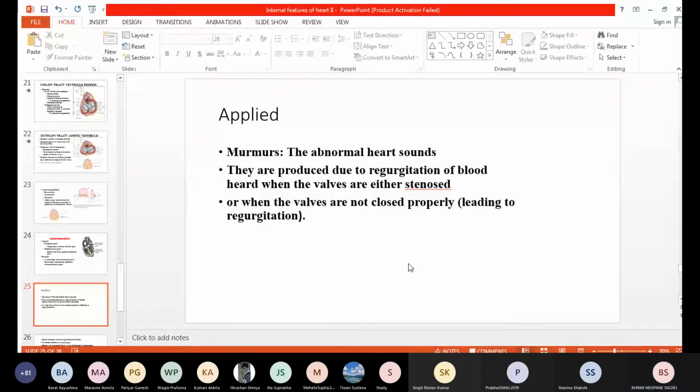This happens when valves are either narrowed, stenosed, or when the valves are not properly closed. If there is no proper closure of the atrioventricular valves, meaning the cusps do not come into close approximation, the blood will flow back from the right ventricle to the right atrium, or from the left ventricle to the left atrium. In both stenosis and regurgitation we can hear an abnormal sound of the heart, which is known as a heart murmur.